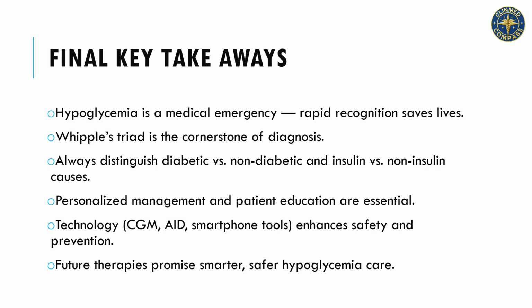To conclude, hypoglycemia is a medical emergency. Rapid recognition and treatment save lives. Always remember Whipple's triad when making the diagnosis of hypoglycemia. Differentiate between diabetic and non-diabetic causes, as well as insulin-dependent and non-insulin-dependent causes of hypoglycemia. Patient education and a personalized management plan are central to prevention. Leverage modern technology like continuous glucose monitoring, artificial pancreas systems, and predictive alerts for safer care. Future therapies include stem cell transplantation and AI-driven prediction tools.